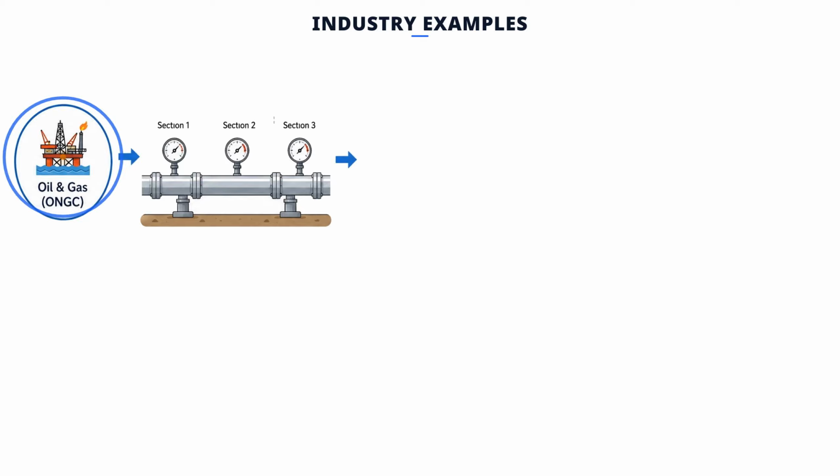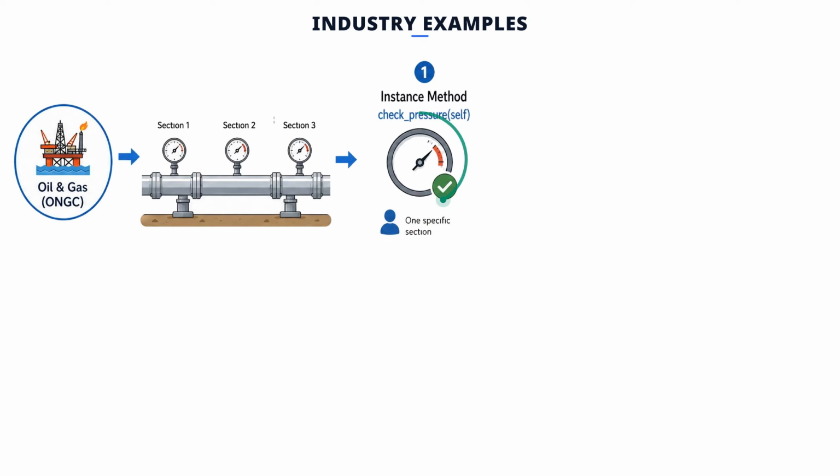If you want to inspect a specific part of the pipeline, you use an instance method. A method like check pressure acts on just one specific section. For example, reading the gauge on section 1 right here. It only needs data from that single pipe.